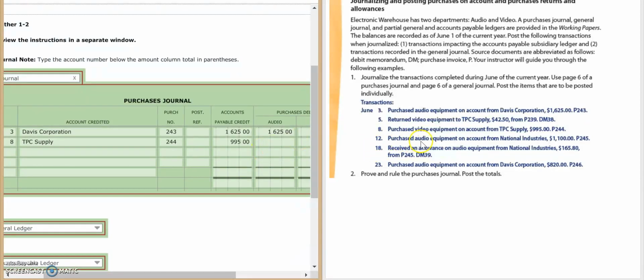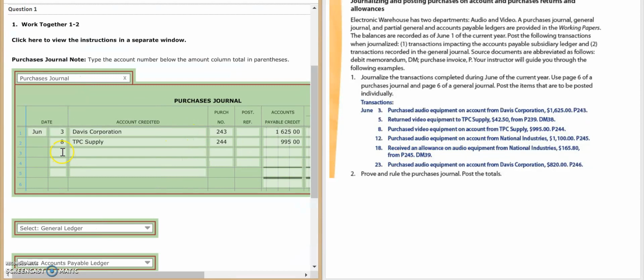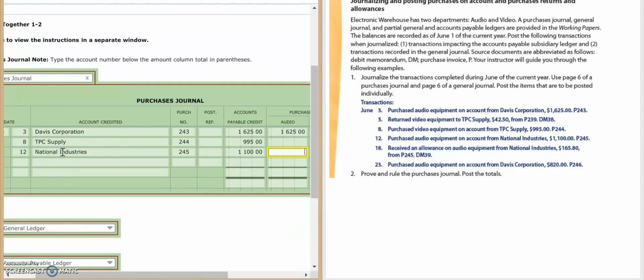Let's look at the 12th. We purchased audio equipment on account from National Industries. Again, because we purchased on account, we're in our purchases journal. So we plug in the 12th. This is for National Industries. 245 is our purchase number. And we purchased $1,100 of audio equipment, so $1,100 for the purchases.